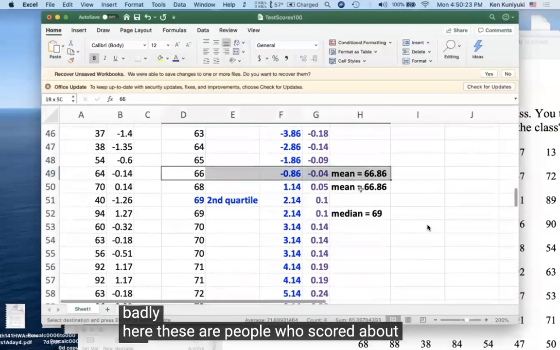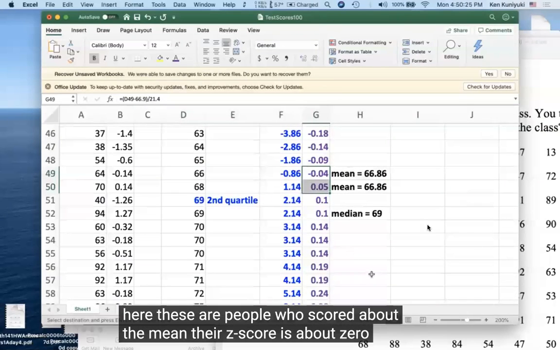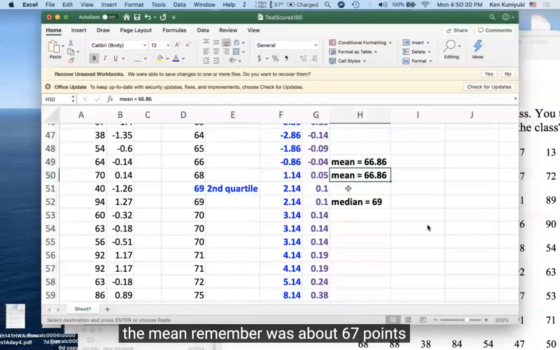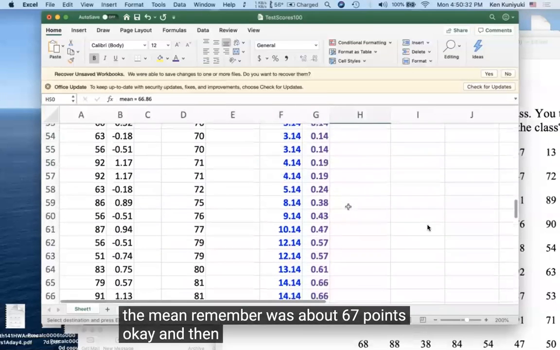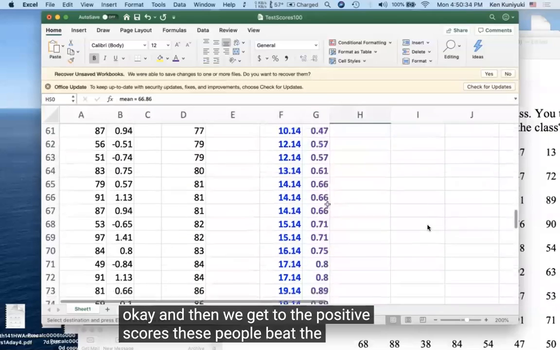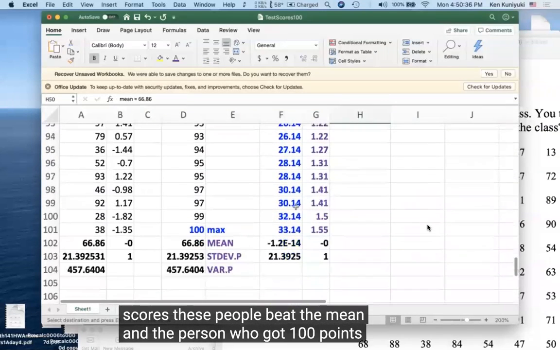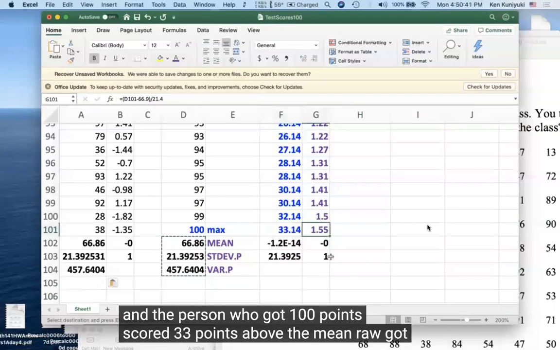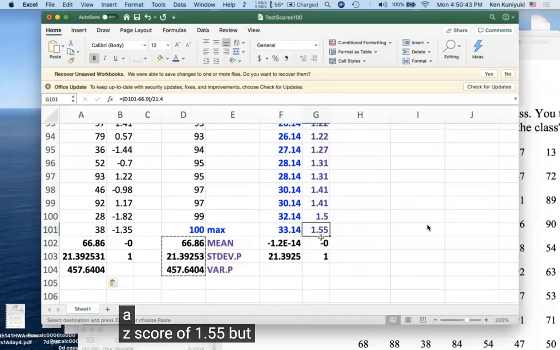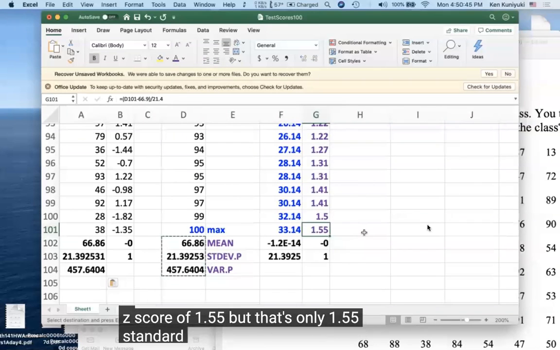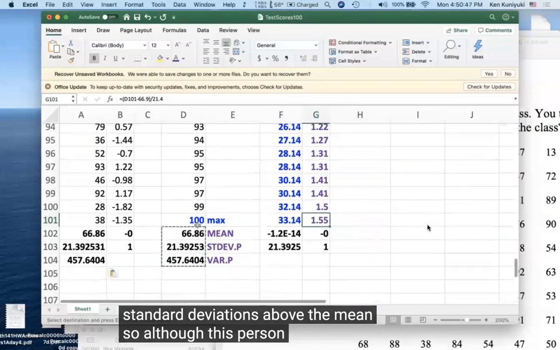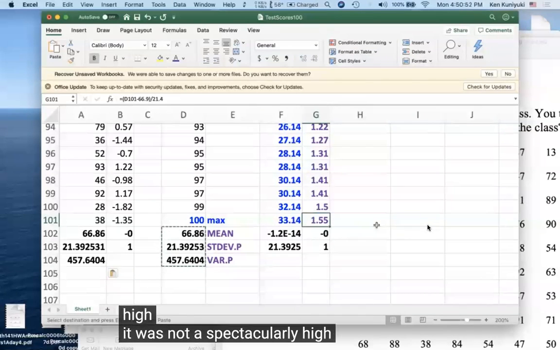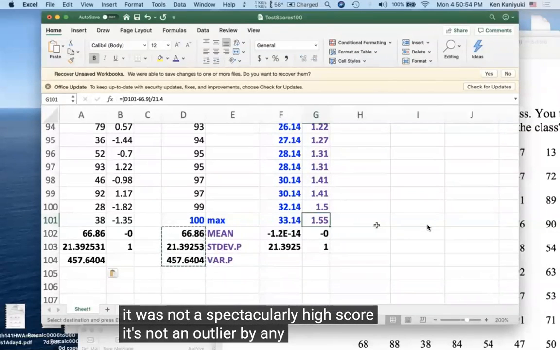Here, these are people who scored about the mean. Their z-score is about 0. The mean, remember, was about 67 points. And then we get to the positive z-scores. These people beat the mean, and the person who got 100 points, scored 33 points above the mean, raw, got a z-score of 1.55. But that's only 1.55 standard deviations above the mean. So although this person should feel somewhat proud, this was not unusually high. It was not a spectacularly high score. It's not an outlier by any means.